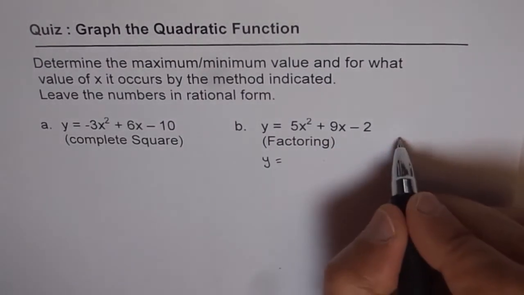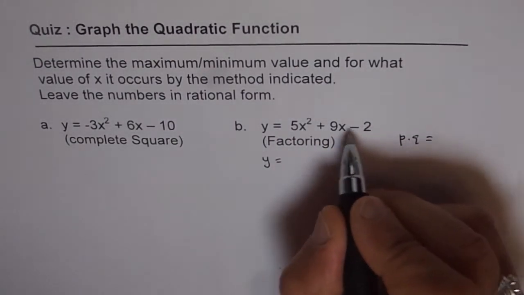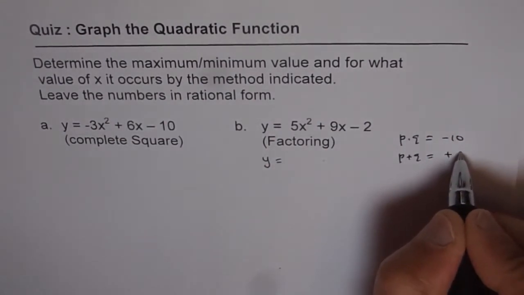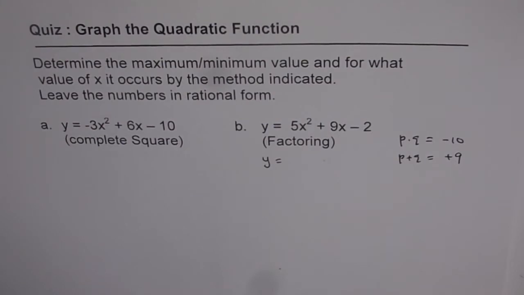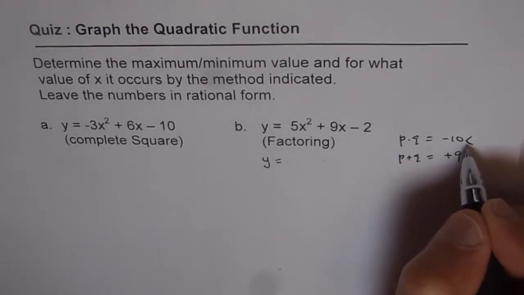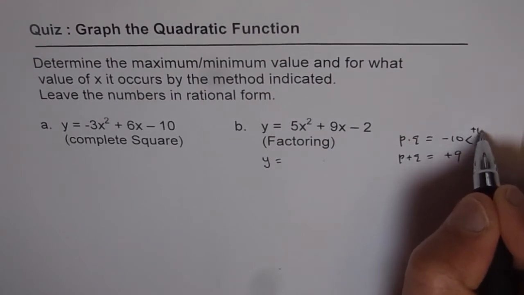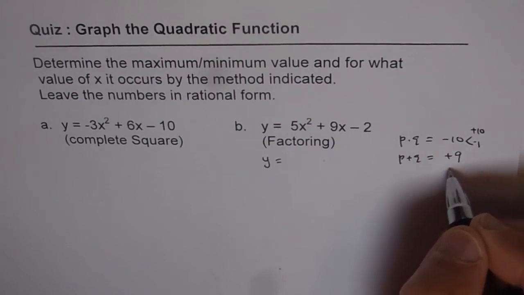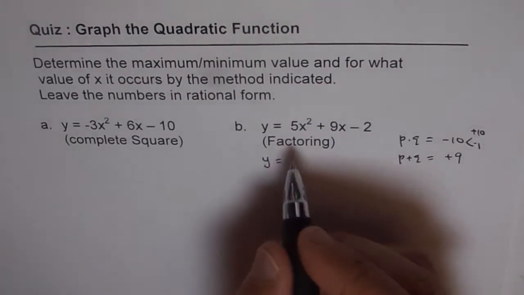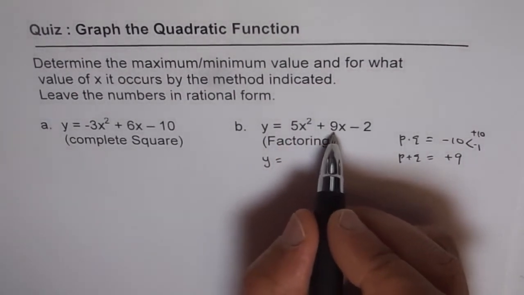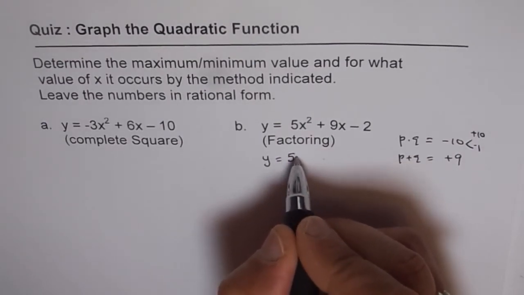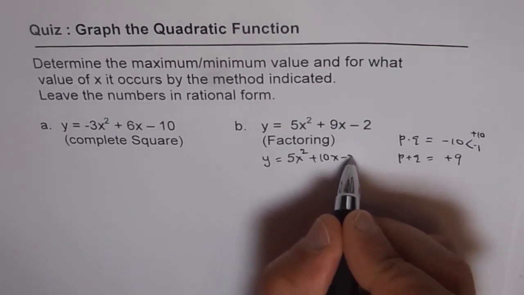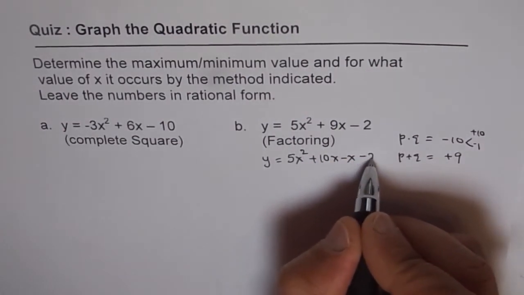So we are looking for two numbers whose product p times q should be minus 10 and whose sum p plus q should be equal to plus 9. So the two numbers are 10 and 1, correct? And they are opposite signs because we need minus here, right? And when you add them, you need positive, therefore the bigger number is positive. So we can factor this by splitting or decomposing the center term 9x into 10x and x. So you get plus 10x minus x, which is 9x, minus 2.